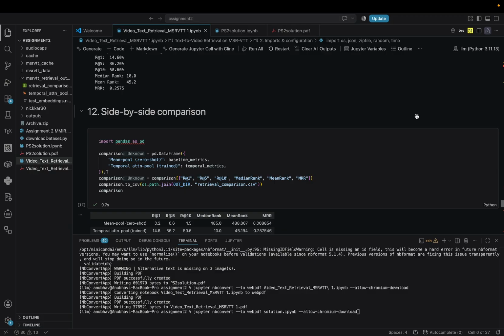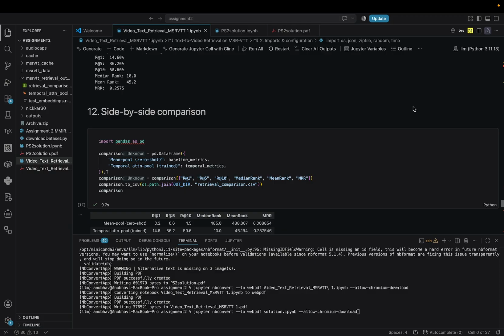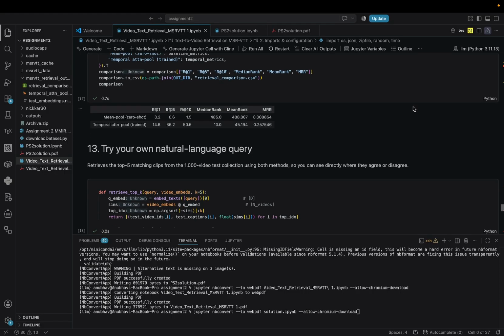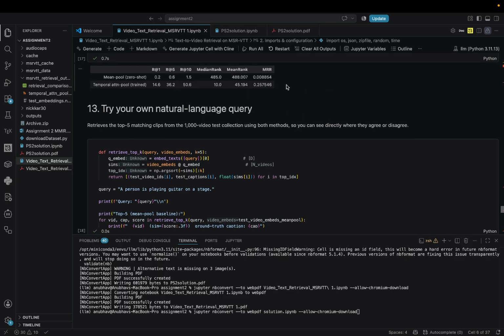I'm sorry. So when we come to the specifics of the result, the recall at 1 for the baseline is around 0.2%, and for temporal it's 14.6%. The recall at 5 is 0.6% for baseline, 36.2% for temporal. Recall at 10 is 1.5% for baseline and 50.6% for temporal. So here, we can see that temporal has outperformed the baseline a lot in this task.